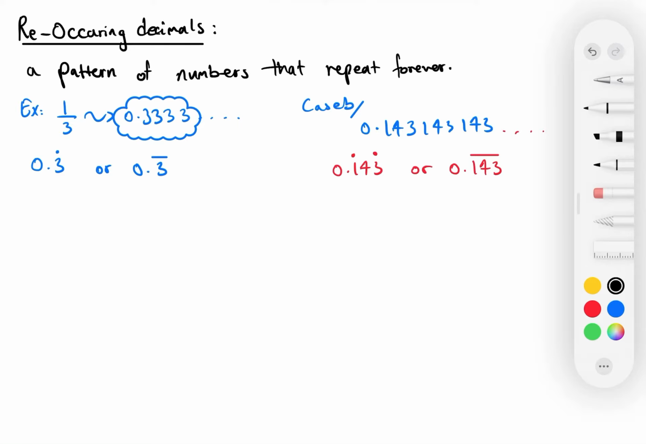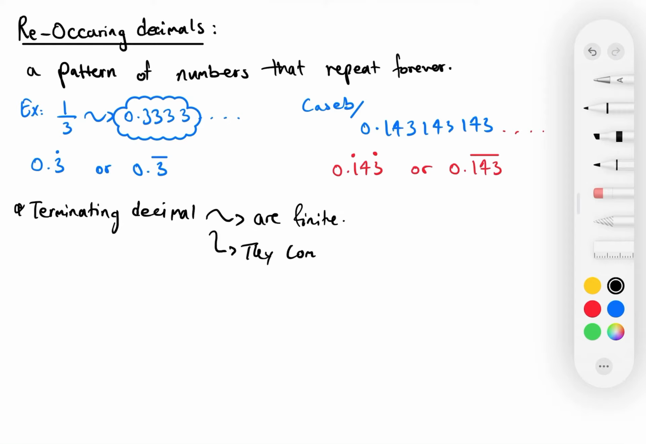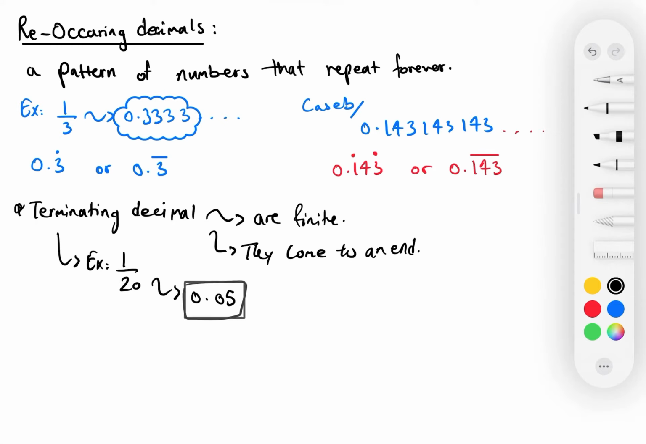Now, the important part to understand is that a recurring decimal is different from a terminating decimal. Basically, terminating decimals are finite. And what we mean by that is that they come to an end. All right. So, for example, a terminating decimal like 1 over 20 is essentially 0.05. And as you can see, there's no repeated pattern over here, so this is for sure a terminating decimal.